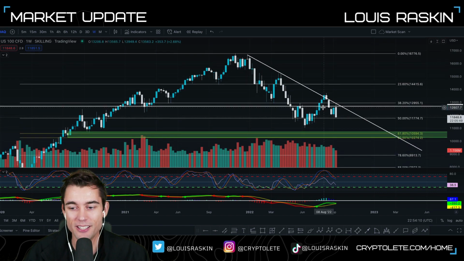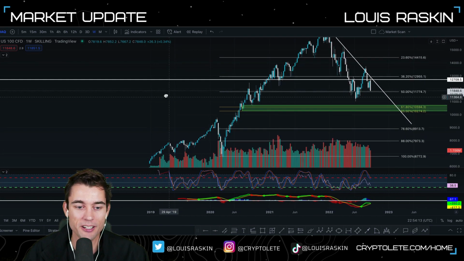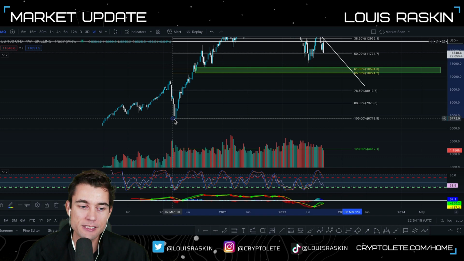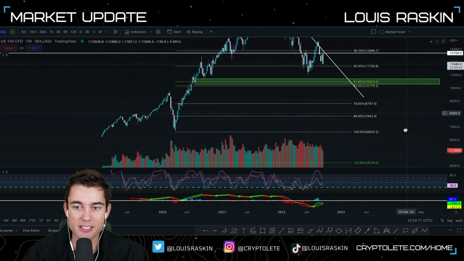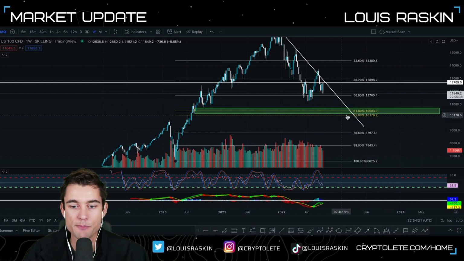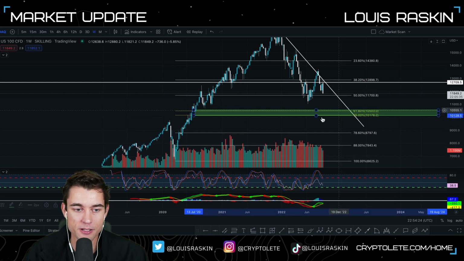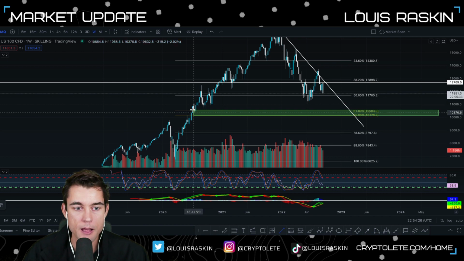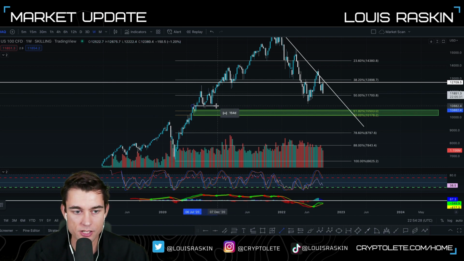Regardless though, let's look at this on the bigger picture here. Look at the weekly time frame. Take it from the bottom to the top. 61.8 is at $10,503. So this makes sense to me. Also, it makes sense because this whole area is support resistance, right? Resistance turned into support.